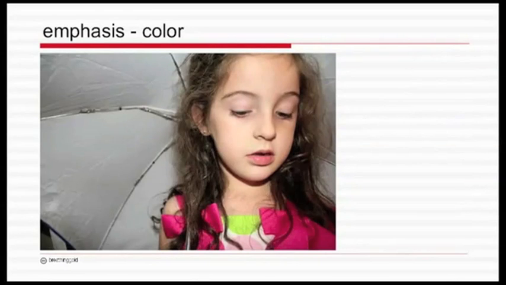Notice here that the contrast between the gray umbrella and the color of the girl's features and clothing draws our focus to her face. Color carries emotional weight too, and the warmth of the pinks and browns of the girl also contrast with the emotionally cool gray of the umbrella.